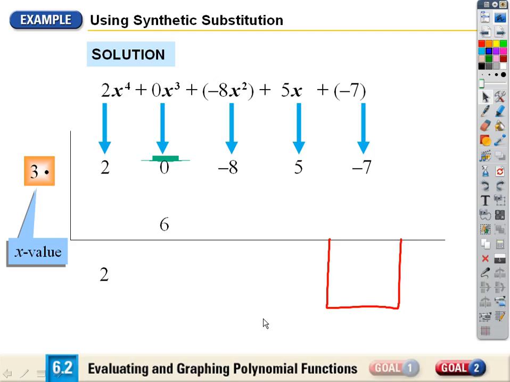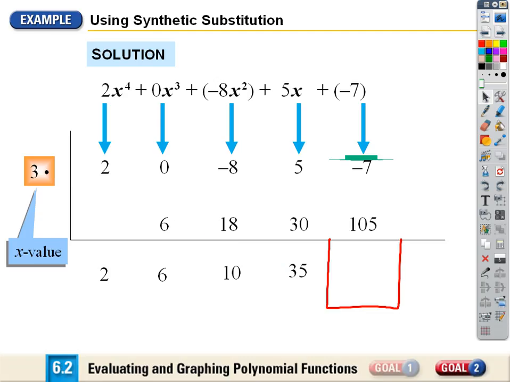6 plus 0 is 6. 3 times 6, 18. Plus negative 8 is 10, right? Times 3 is 30. Plus 5, 35. Times 3, 105. Plus negative 7, 98. So that's our answer.